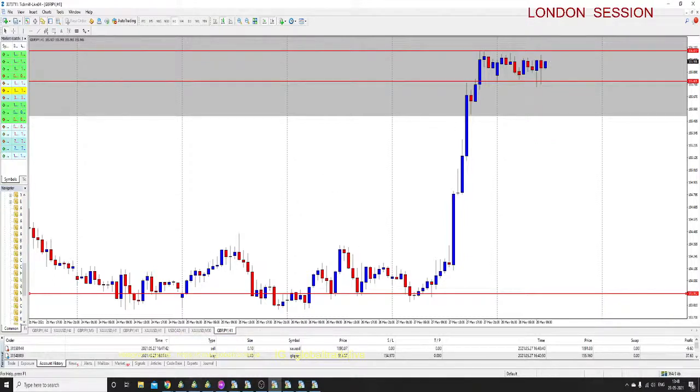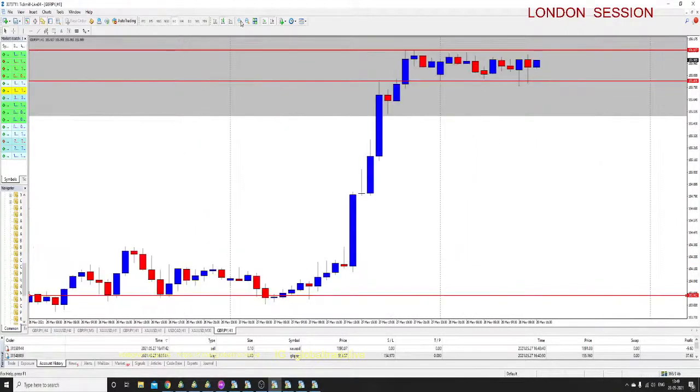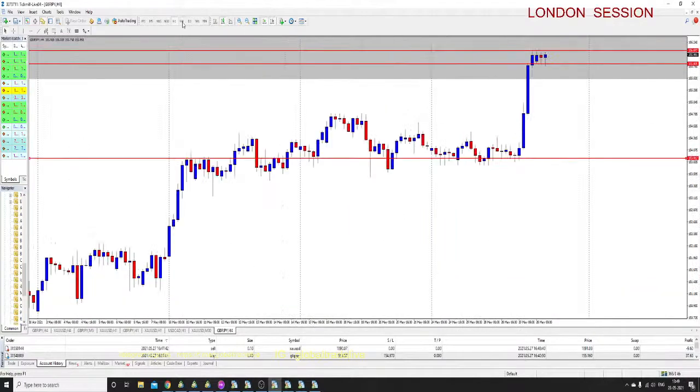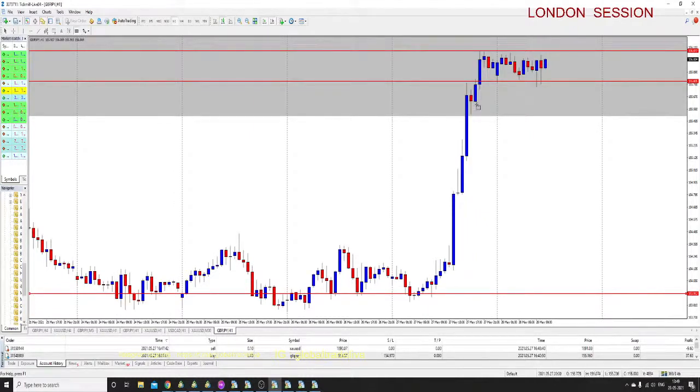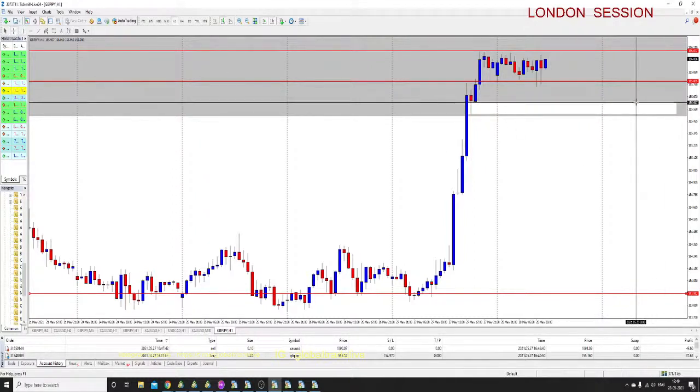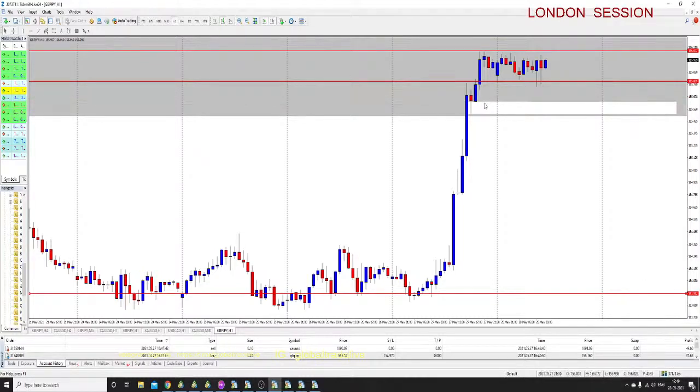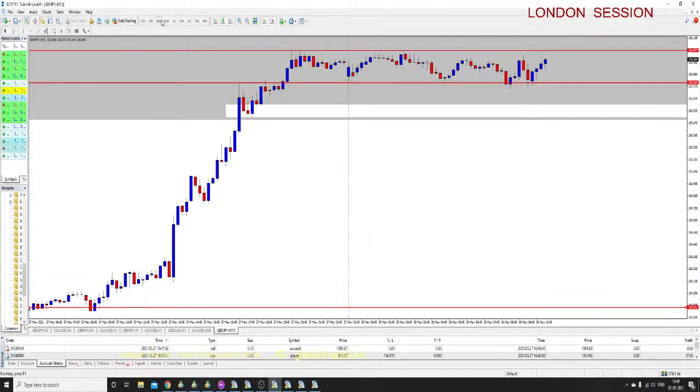My bias will be for buys today, and in case of sells, let's talk about the sells also. Let's see. Okay, so there is literally nothing here. Okay, let's go to the 1 hour. In the 1 hour time frame, what do we see here? Is this area, this is around 10-16 pips area. So let's go here to the 15 minutes and see if we can have something.